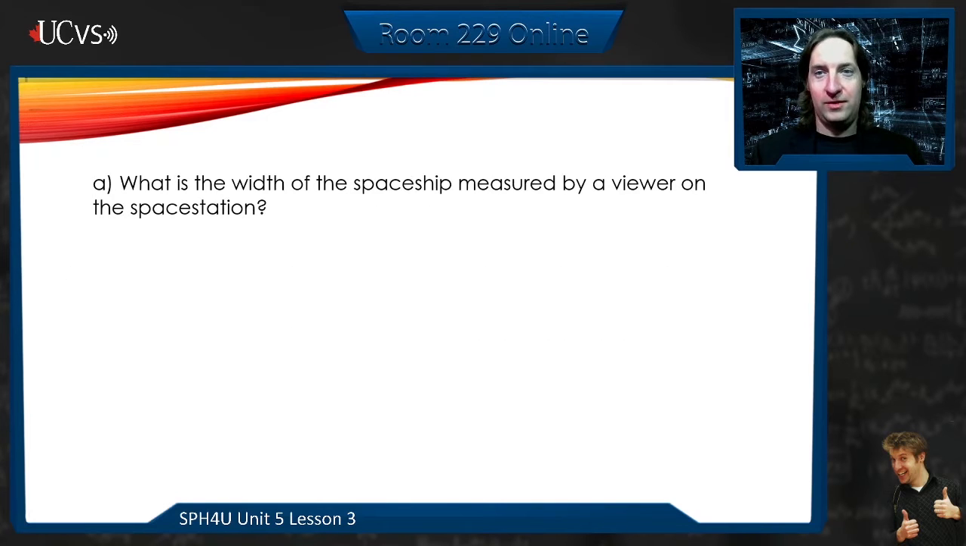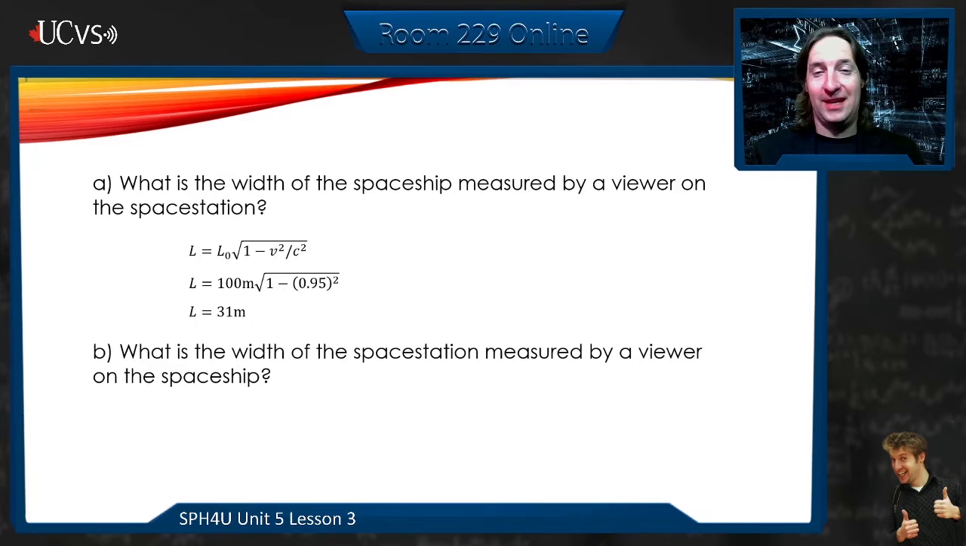So, from the point of view of the space station, the spaceship, once I plug this in, it'll squish. One second, I got this backwards. So the 100-meter spaceship is going to be squished down to a 31-meter spaceship. Okay, and from the other point of view, from the spaceship, the space station will have squished to a 3.1 kilometer space station. Okay?